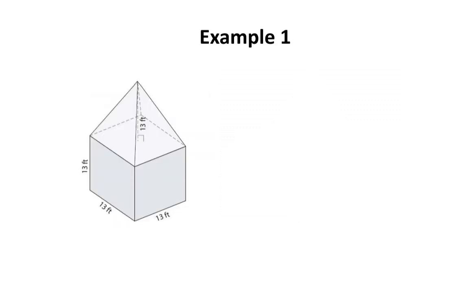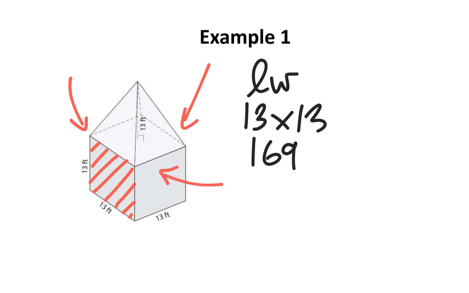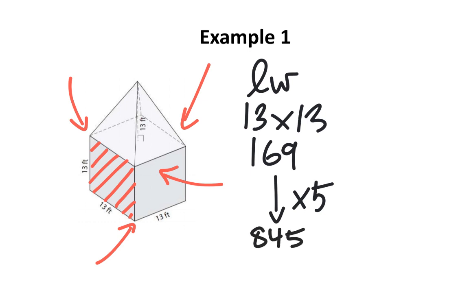In our first example, we need to find the surface area of this composite figure, which means I need to find the area of each face and add them up. I'm going to start with this face, which appears to be a square. The area of a square is determined with the equation length times width, both of which are the same. So 13 times 13, which is 169. However, this face is repeated several times. Over here, on the back, on the side, and on the bottom. Therefore, I'm going to take 169 and multiply it by 5, which becomes 845 feet squared.